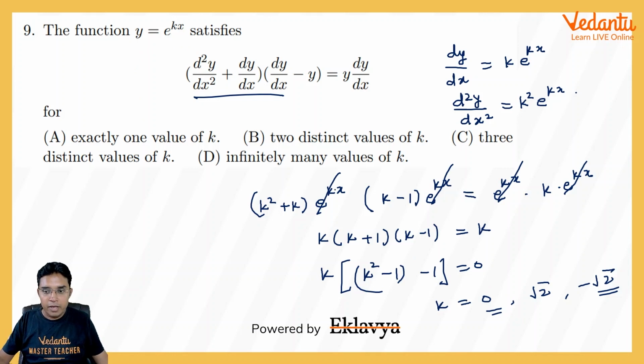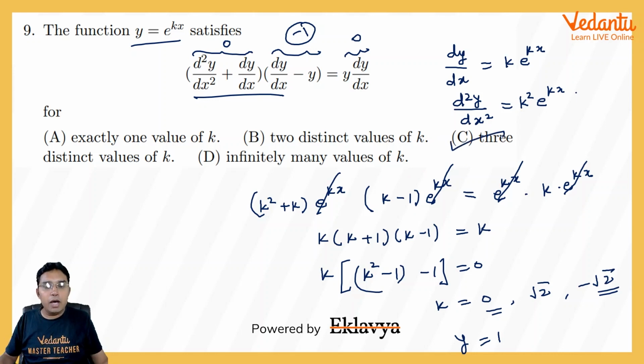You can check. If k is 0, this y will become 1. And you can put y equal to 1, this bracket will be 0, and here this is also 0. So whatever it is, I think it is 1 minus 1 only, but still it is satisfying it. So there will be exactly 3 distinct values of k. So the answer for this question will be C. I think this is an easy question. I will call this an easy question.